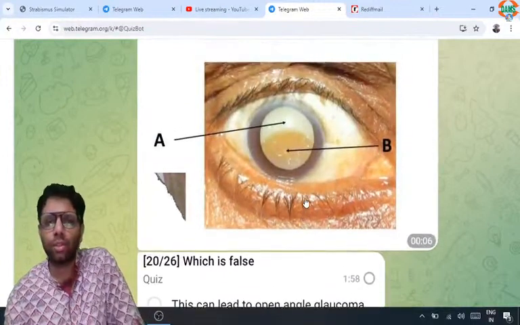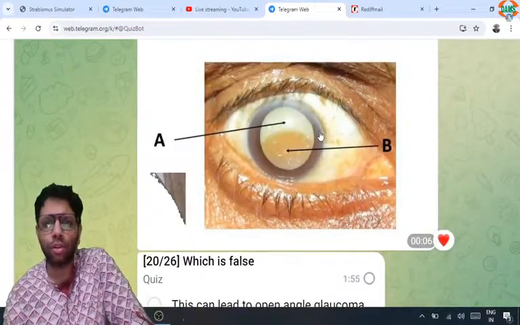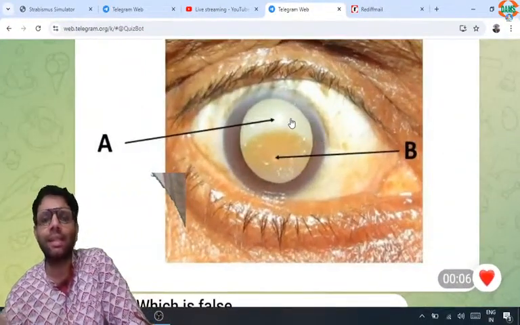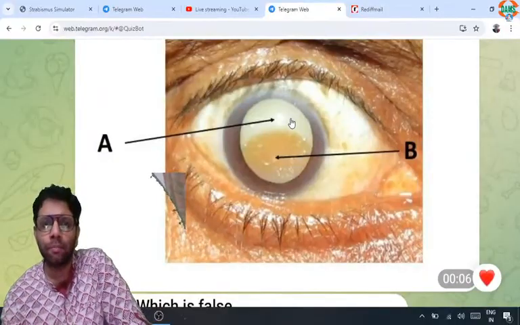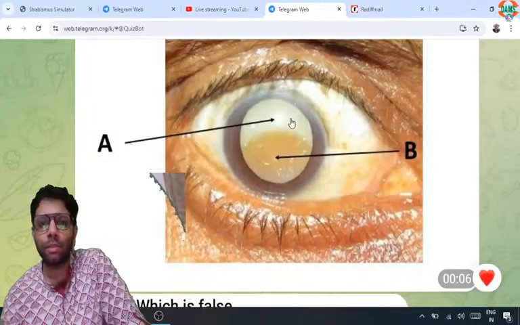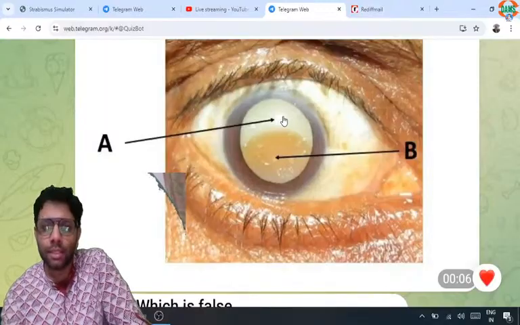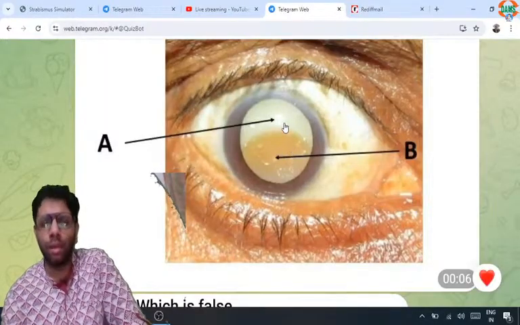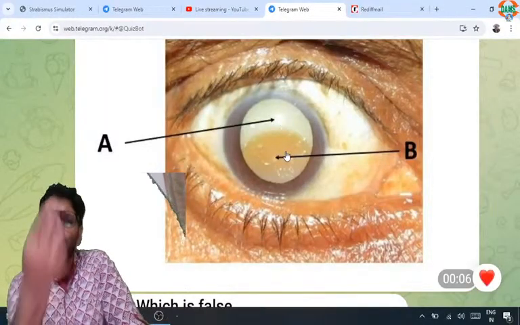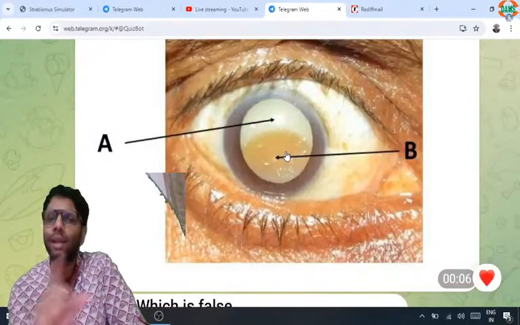Now many people have got this question wrong as well. It is a diffuse picture of the lens. Anything white in the lens is cataract. That's why it is known as safed motia. Kala motia is glaucoma because of optic nerve damage, irreversible damage. A is the lens, B is also the lens. A is the periphery, B is the nucleus which has gone down. The lens has not gone down.